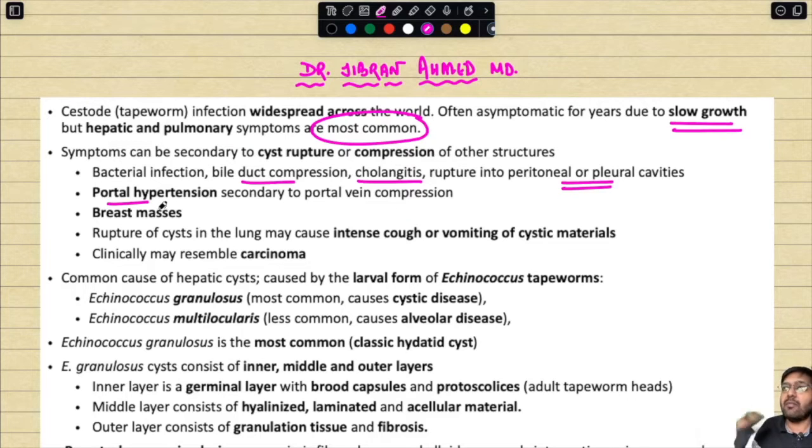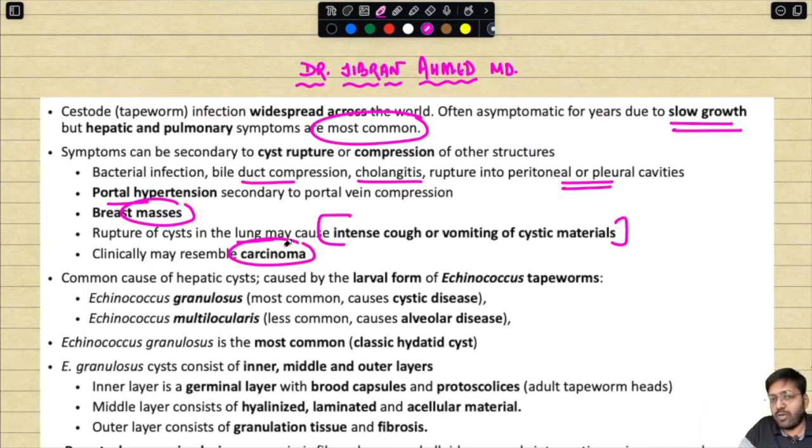Now there can be portal hypertension secondary to portal vein compression by the cyst, or sometimes they are also presenting in the breast. Okay, so they can present as a breast mass. Rupture of the cyst in the lungs may cause intense coughing, vomiting of the cystic materials. Clinically also they might resemble a carcinoma as well. So you need to do further evaluation to rule out, okay, cancer.